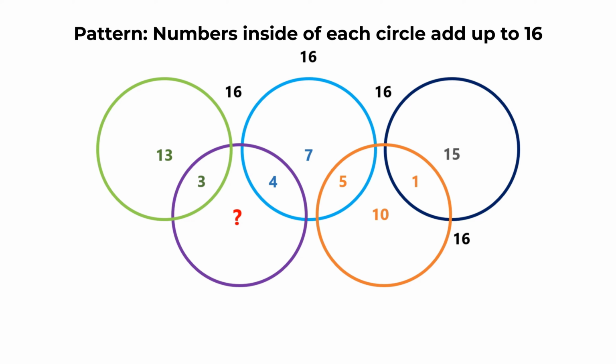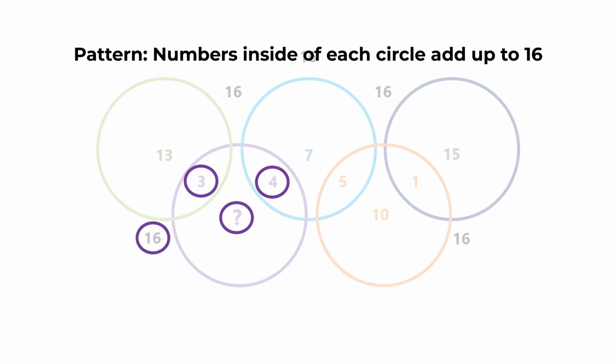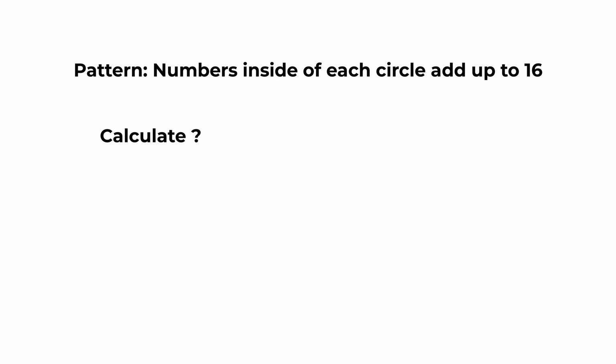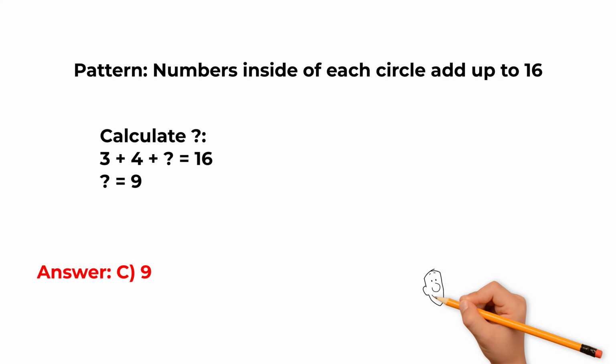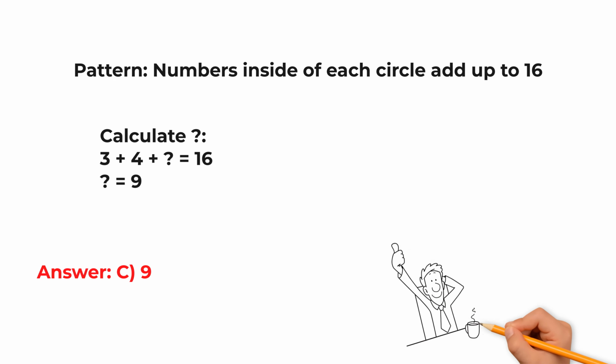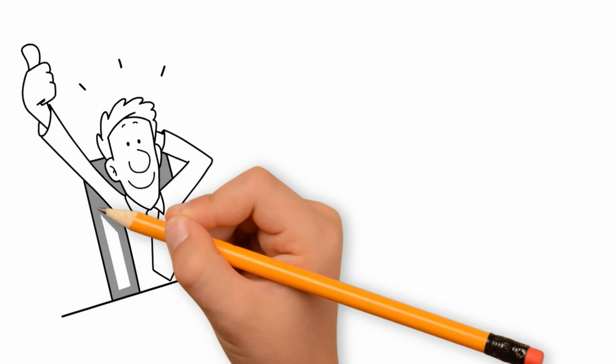So to calculate the question mark, which is the missing number, we need to add 3 plus 4 plus question mark and make an equation to make it equal 16. After doing the calculation, you see that the question mark, the missing number, equals 9. So the correct choice here is choice C, 9. Hopefully you've nailed this question and now know how to answer similar problems in the test.